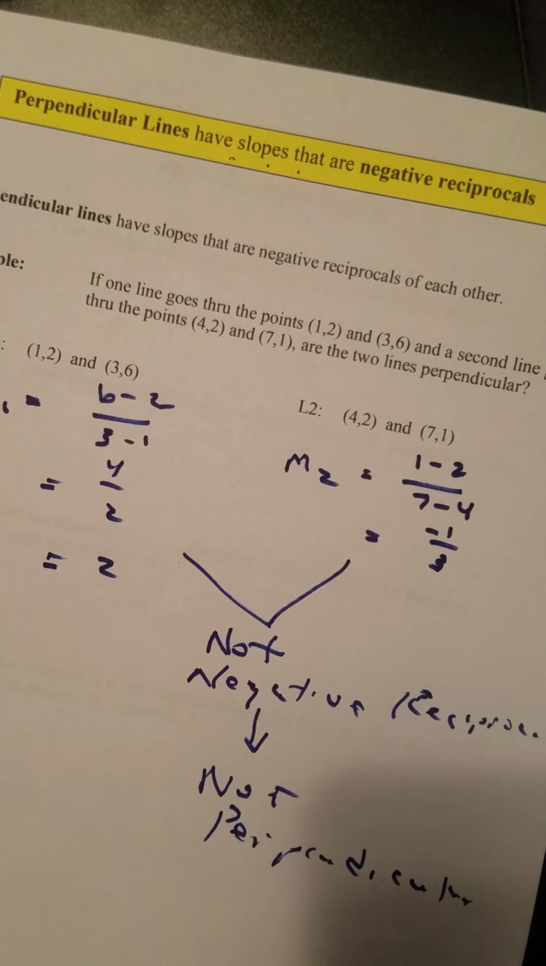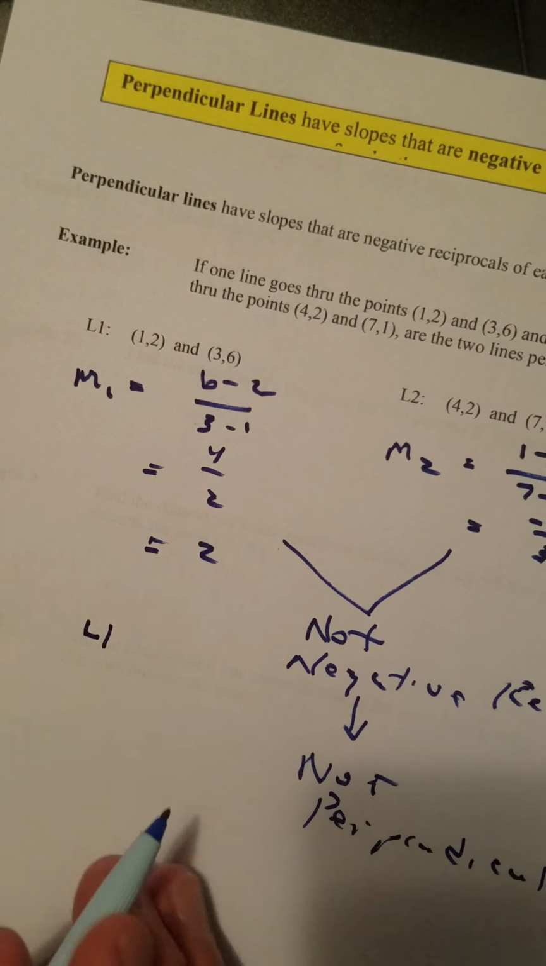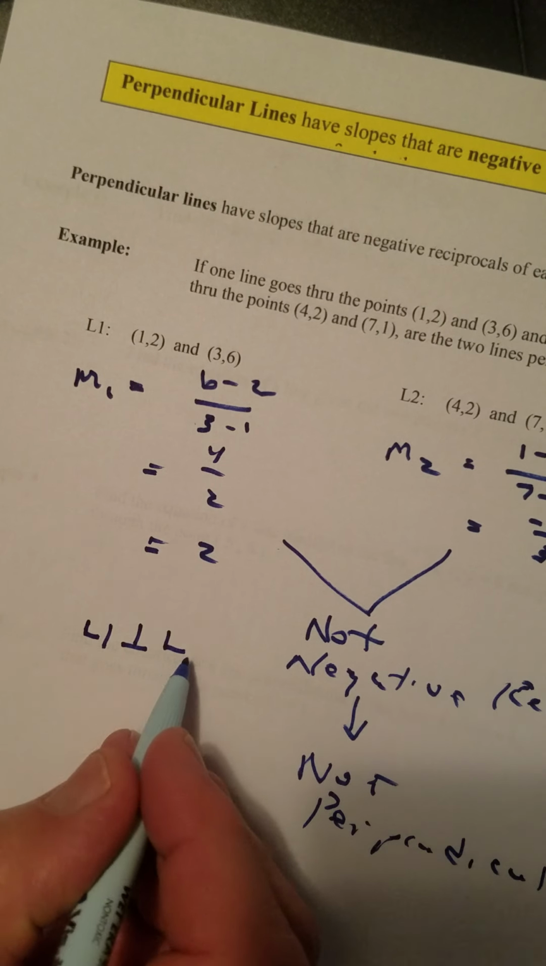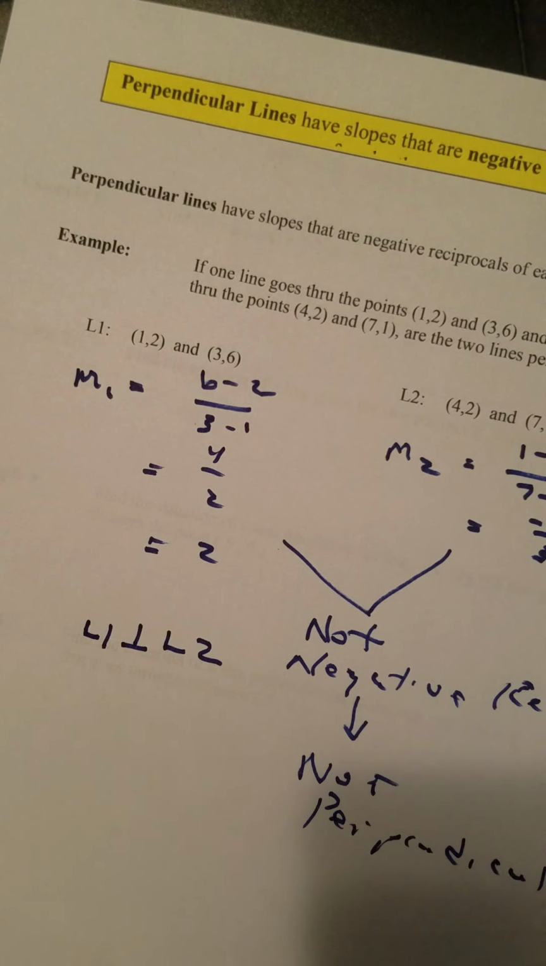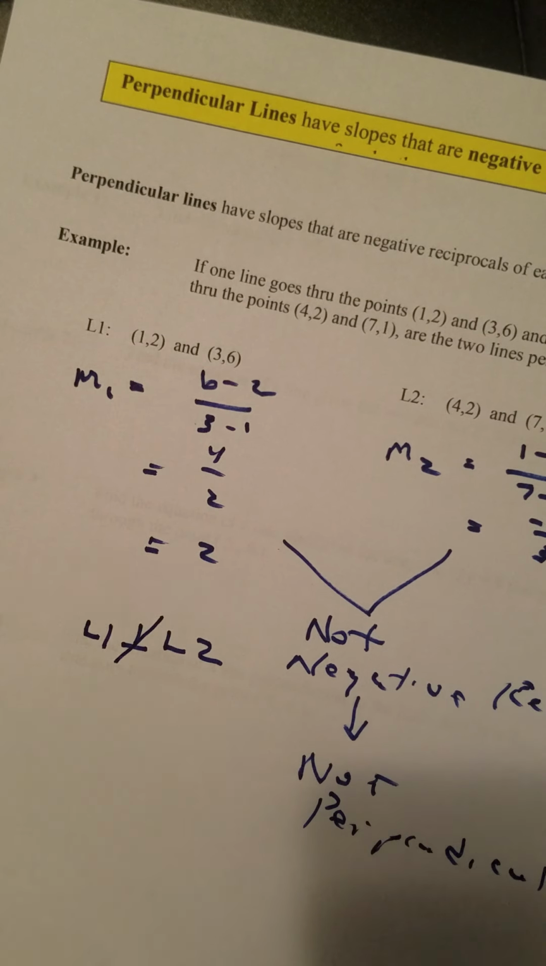When we were looking at the other one, remember I gave you that symbol? Put it back in here. For parallel. If these would have been perpendicular, you would have said L1, and the perpendicular sign would have looked like this. But since they're not perpendicular, if you put a line through it, that means not perpendicular. Okay, I wanted to touch on that.